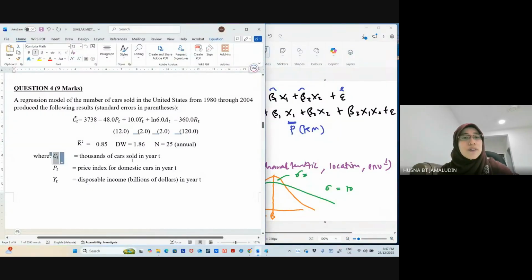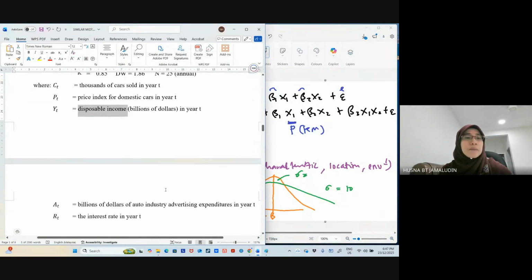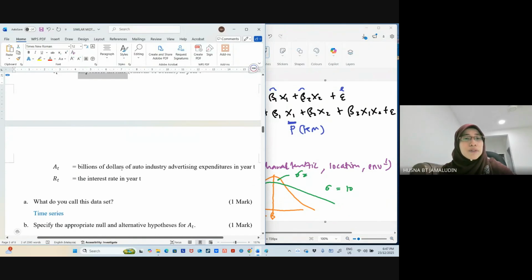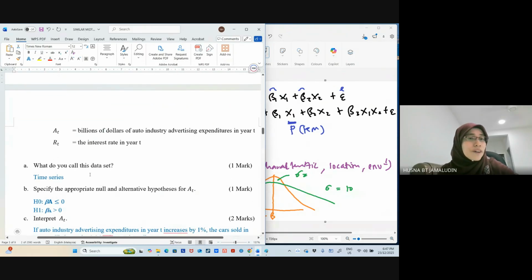Okay, C is what? Thousands of cars sold in year T. P is the price index for domestic cars. Y is disposable income, and so on. A is billions of dollars of auto industry advertising expenditure, and R is your interest rate. What do you call this data set? Some people said this is regression. This is multivariate regression. This is just time series, okay?